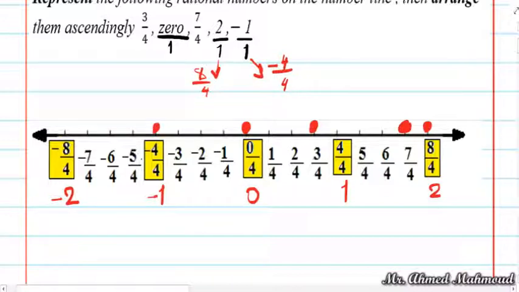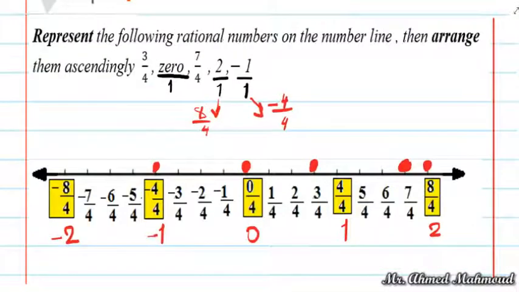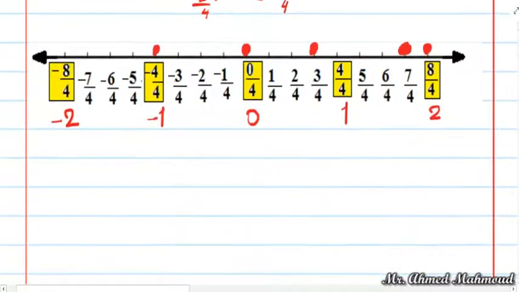Now I have represented the numbers on the number line. This is the first requirement. The second requirement needs us to arrange the numbers in ascending order. Ascending means from smaller to greater. Again, ascending means from smaller to greater. To arrange the numbers, first we are going to write the order here.